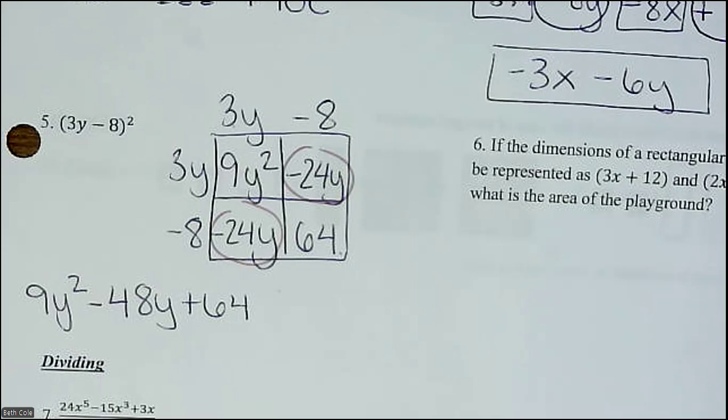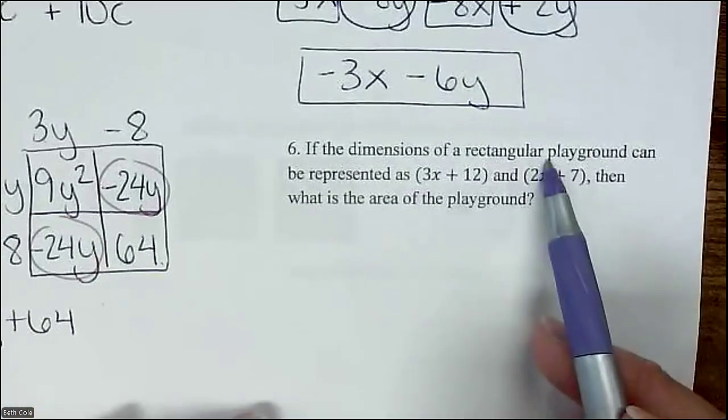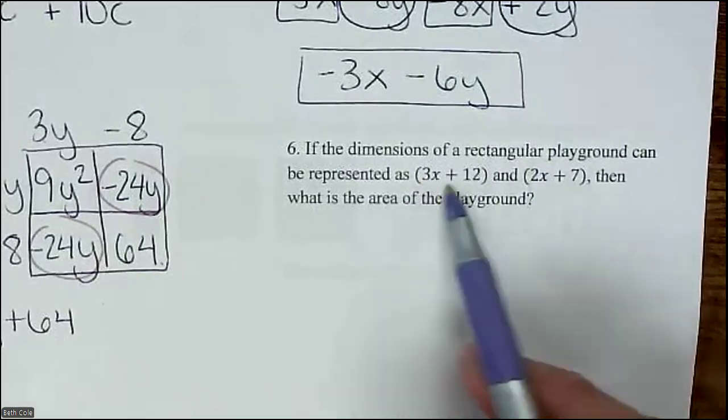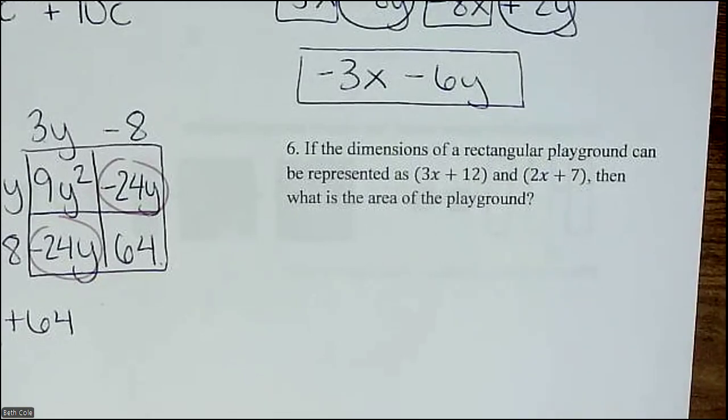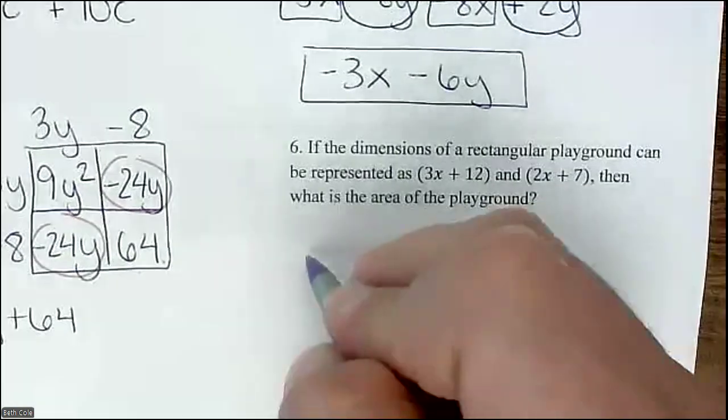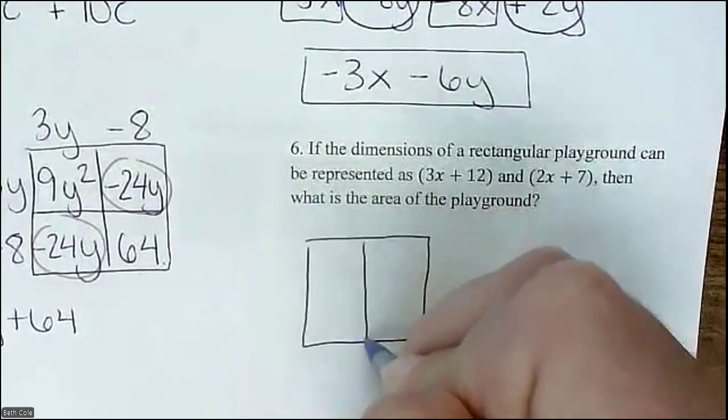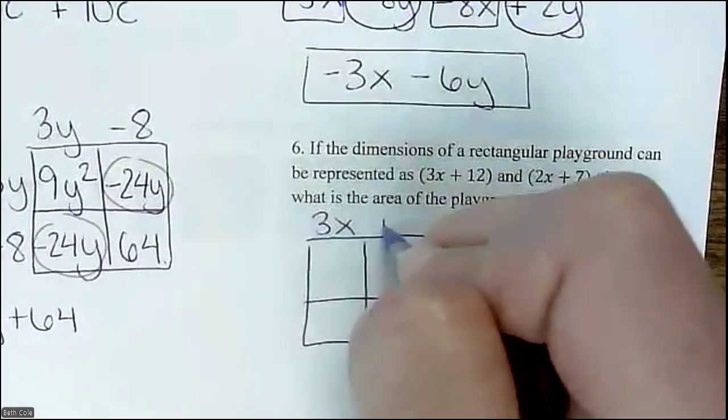This is a long unit. Pay attention to your directions. They're going to say add or subtract or multiply. So follow your directions, okay? Dimensions of a rectangular playground are represented by these expressions. What is the area of the playground? Well, to get the area of a rectangle, you do length times width. So good, you're just going to do the exact same thing that we did with the different numbers.